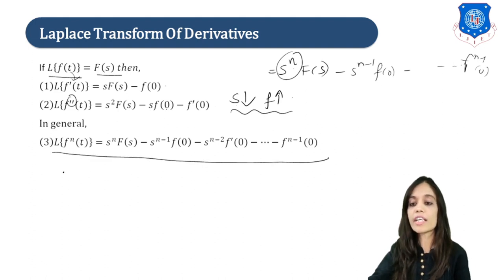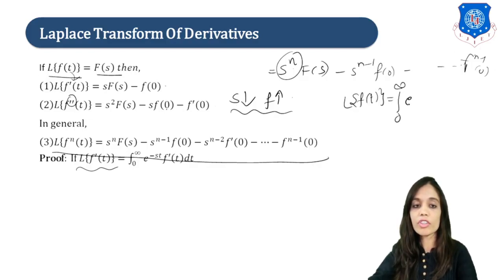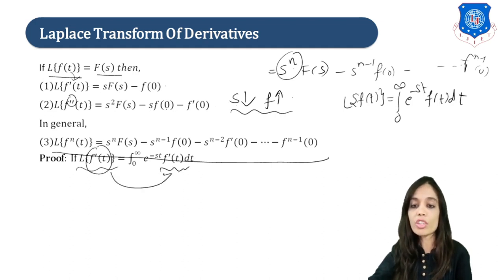Okay. So now let us start with the proof. Laplace of f dash of t we have to find out. Apply the definition, which is Laplace of f of t, that is integration 0 to infinity e raised to minus st f of t dt. But here in place of f of t we have f dash of t, right? So put that.